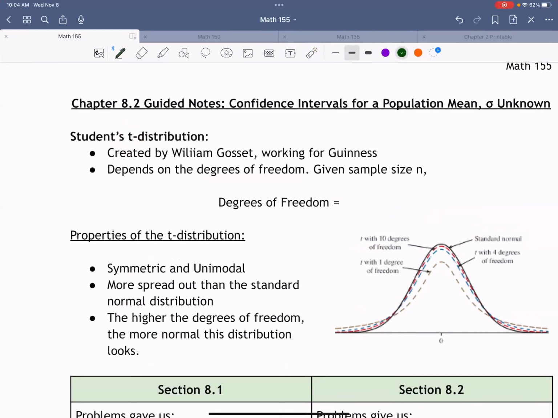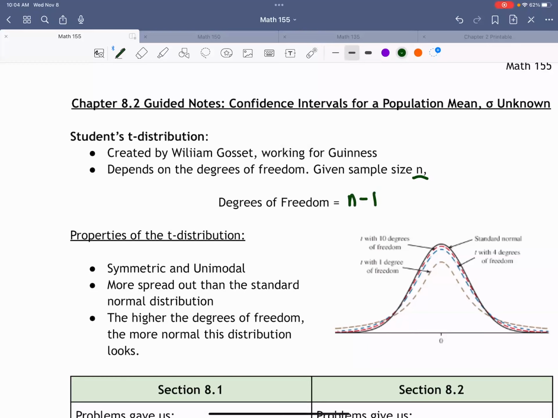And basically what it is, well, we know that N is the sample size, right? The degrees of freedom is going to be the easiest formula you'll ever know in this class. It's N minus 1. Okay, it's going to be the easiest formula. You barely even have to memorize it, right? You just take the sample size and subtract 1.